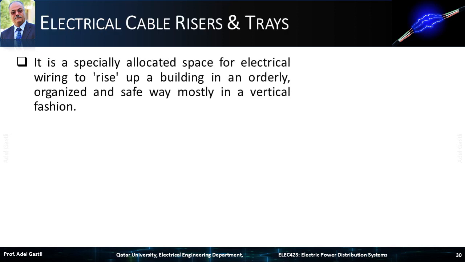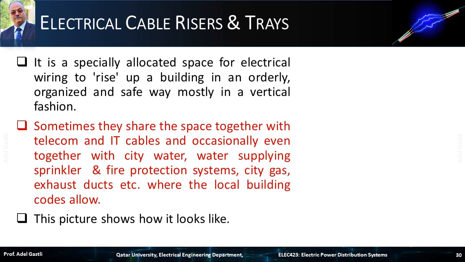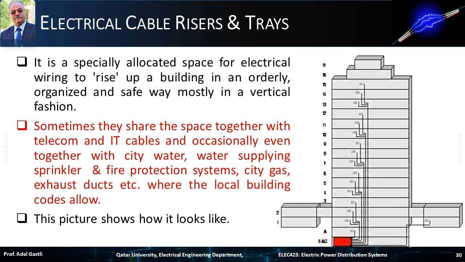Cable riser is a specially allocated space for electrical wiring to rise up a building, in an orderly, organized, and safe way, mostly in a vertical fashion. Sometimes, they share the space together with telecom and IT cables, and occasionally even together with city water, water supplying sprinkler and fire protection systems, city gas, exhaust ducts etc., where the local building codes allow. This picture shows an example of how the cable riser looks like.